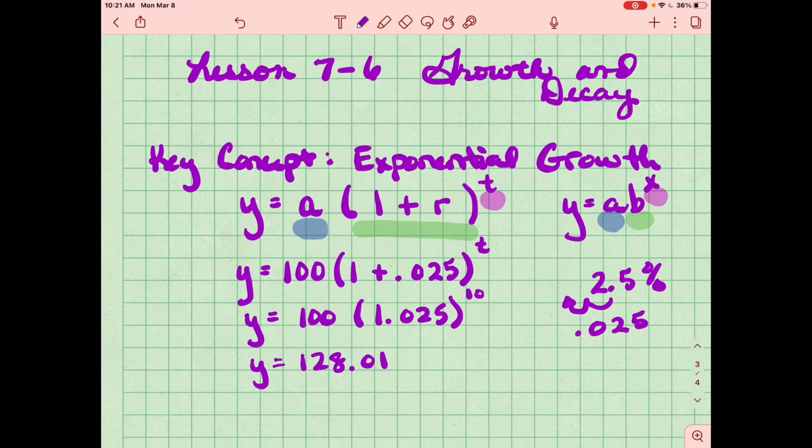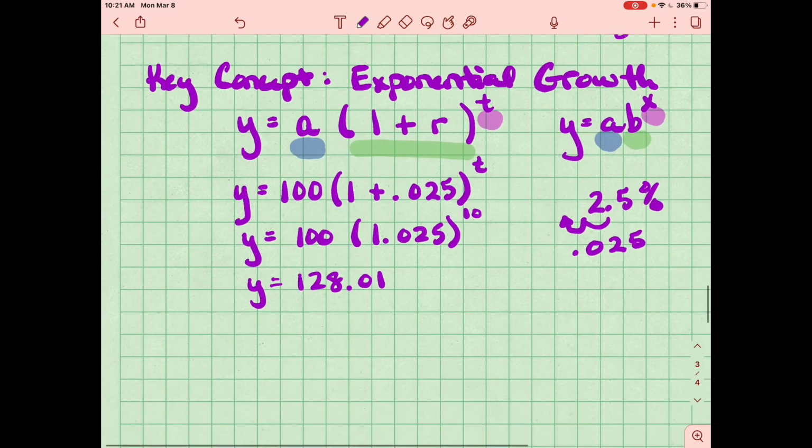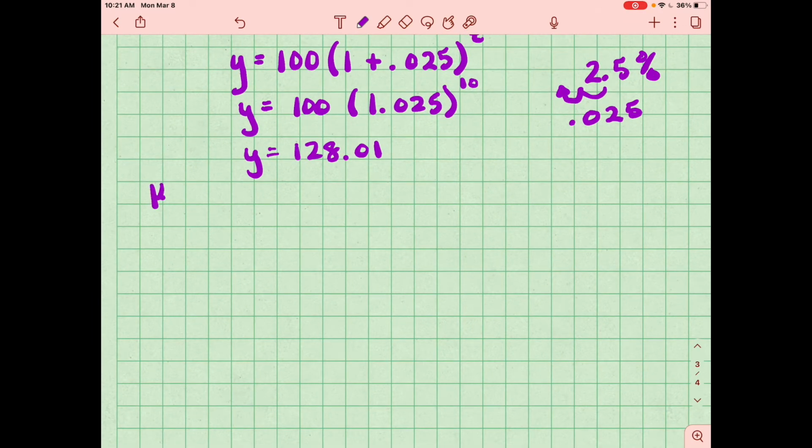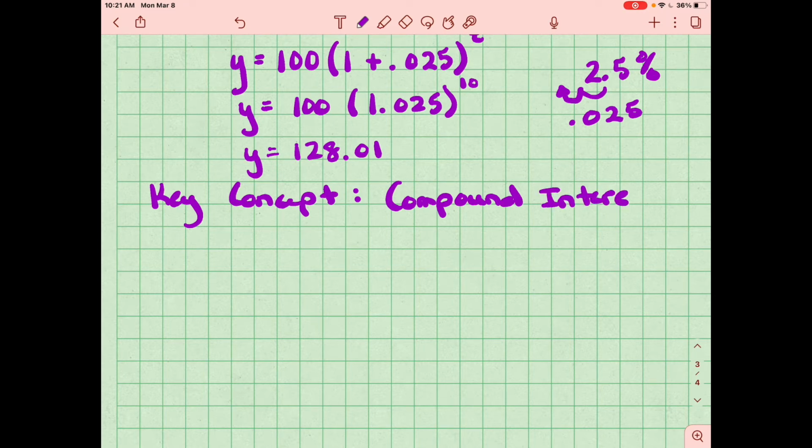Okay, so let's go to another practical example, and it is called compound interest. So this is another key concept. And I think I told you before that one of the most exciting examples of exponential growth is financial investments. So compound interest is one of these. Up till now, you've probably just solved for simple interest, but compound interest is actually more real life.